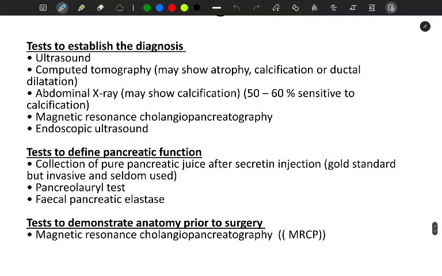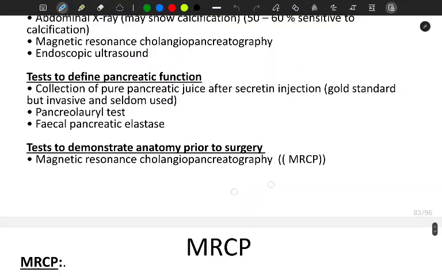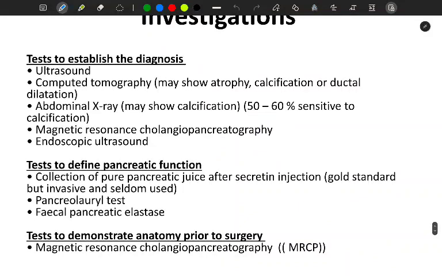Yes, diagnosis: ultrasound, CT, atrophy, calcification, ductal changes, carcinomas, magnetic resonance, MRCP, they call it. You can see how badly the pancreas is affected. Next, previous slide. Pancreatic function testing: either we do the pancreatic juice collection after secretin injection, which is invasive. They have to do endoscopy, go through the ampulla toward the pancreatic duct and measure that. It's semi-invasive, we don't tend to do it. Fecal, the most important is the fecal pancreatic elastase, to be honest, the most applicable. About the exocrine function, MRCP is good for that.